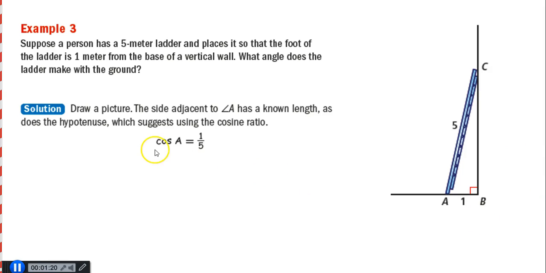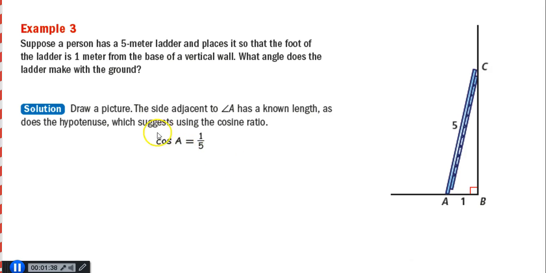So therefore, the cosine of angle A, that angle A that we're looking for, is equal to 1 over 5, because that's the definition of the cosine ratio. The cosine of angle A will be equal to the adjacent side divided by the hypotenuse, in this case 1 over 5. We want to solve for A.